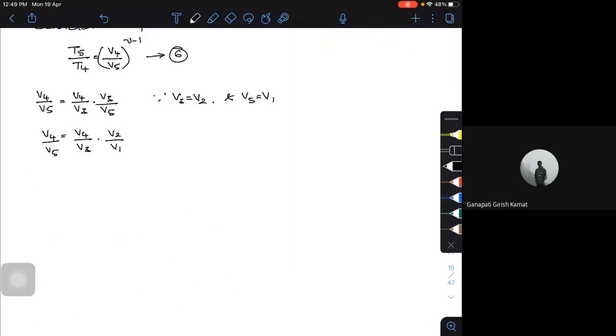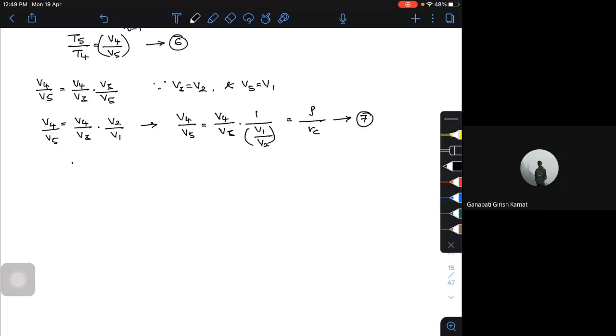I can write it further. V4 by V5 is equal to V4 by V3 into 1 upon V1 by V2. So this I can write as rho divided by compression ratio. I am calling this equation number 7. So I will substitute this 7 in equation number 6.